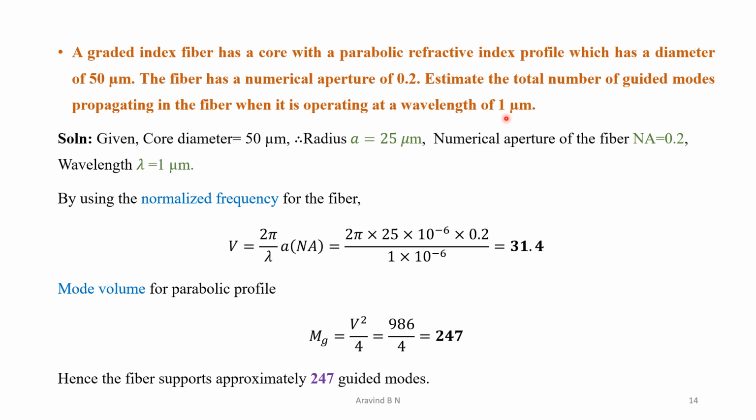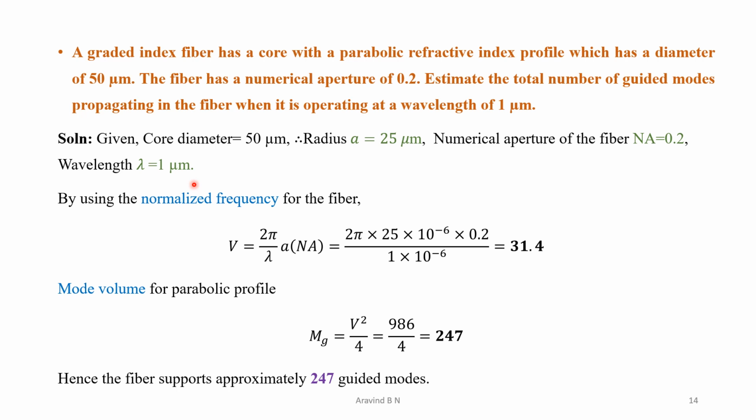So identify the given parameters. The core diameter is given as 50 micrometer. From this we can identify the radius of the core, that is equal to 25 micrometer. The numerical aperture is given as 0.2, so note that down. And then the wavelength of the light is given, that is 1 micrometer. Therefore lambda is equal to 1 micrometer.